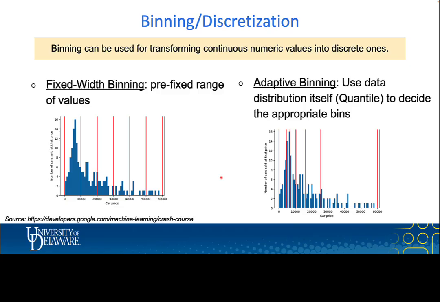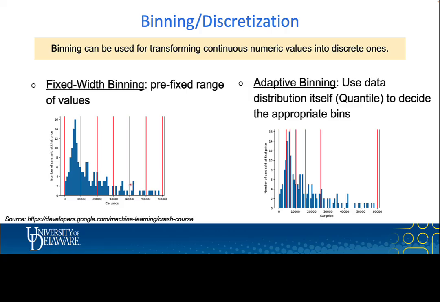Some of the bins may be densely populated and some others might be sparsely populated. If your data is evenly distributed, fixed width binning might work well. In the graph depicted on the bottom left, for car prices and number of cars sold for that price, it is evident that the distribution of data values is skewed towards the cheapest cars.